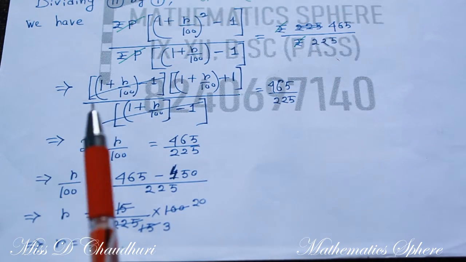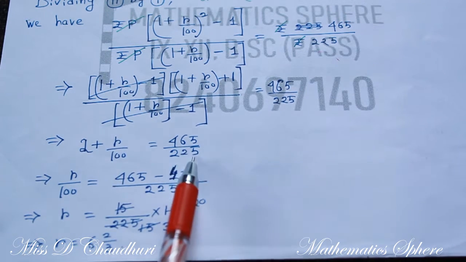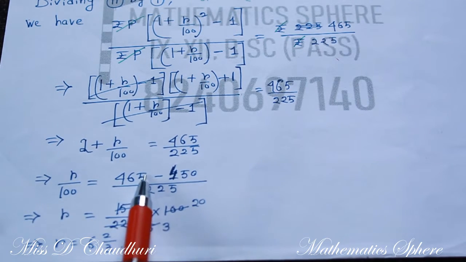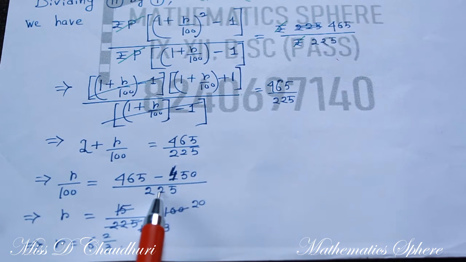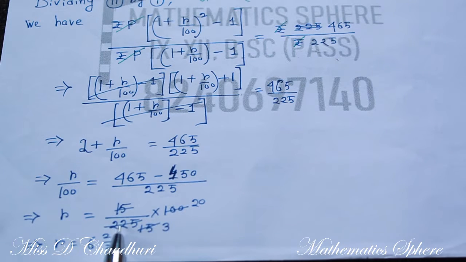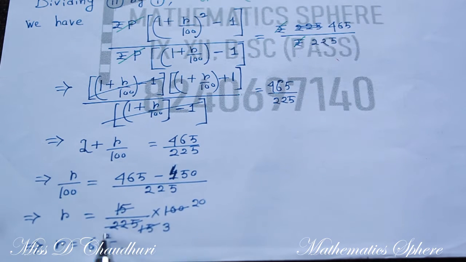Ultimately, as we do, you send the 2 to that side. So it will become 465 by 225 minus 2. If you take the LCM, it will come 465 minus 450 by 225. That means you will be left with r by 100 equal to 15 by 225. Then this by 100 will come here and be multiplied, and ultimately after cancelling everything and converting to mixed form, you will get r equal to 62 by 3.